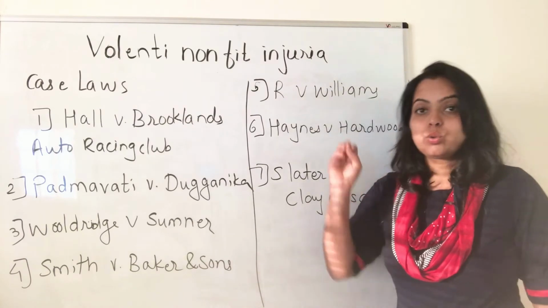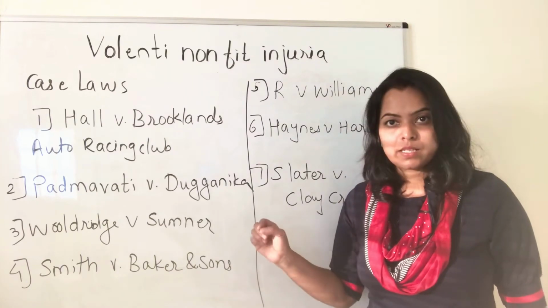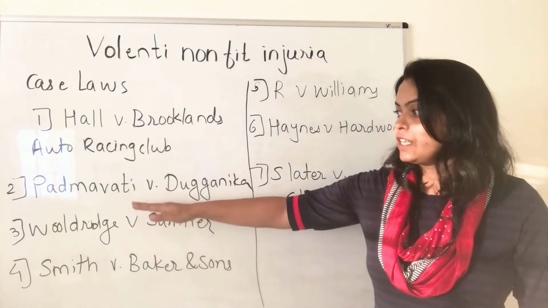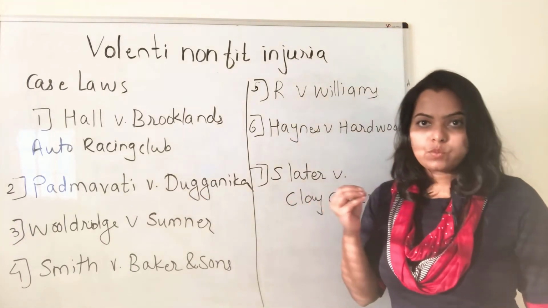We still follow those English case laws, and that's why you can validly provide them while writing your answer. So the second case law is Indian, and it is Padmavati versus Duganika. In this case, what happened?